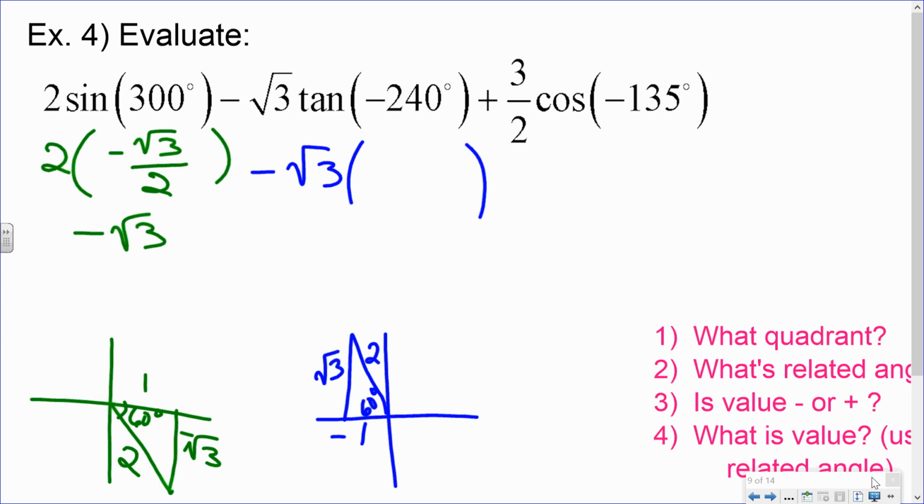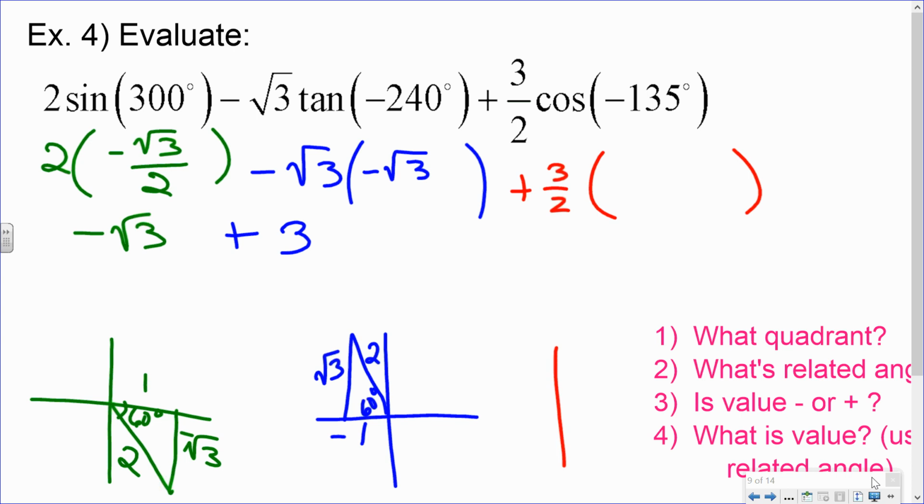Lydia, if I want now tangent of this angle, what number over what number? So positive √3 over the negative 1 does indeed become a negative √3. So when I multiply those together, I'm going to have plus a regular 3. Then we have plus 3/2 times whatever we get for the cosine of negative 135 degrees.